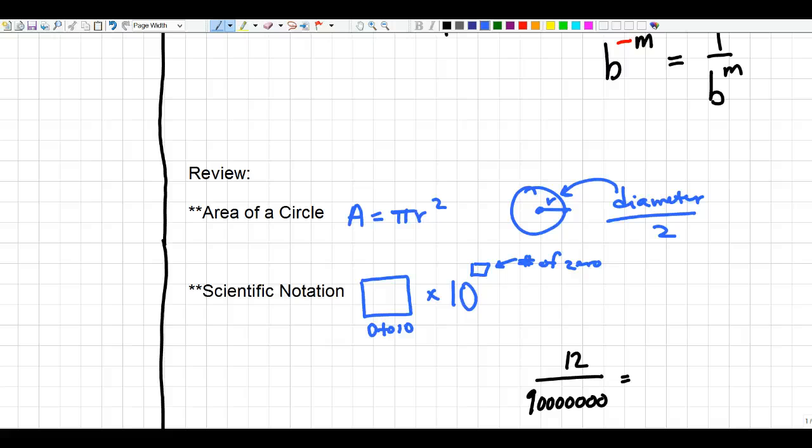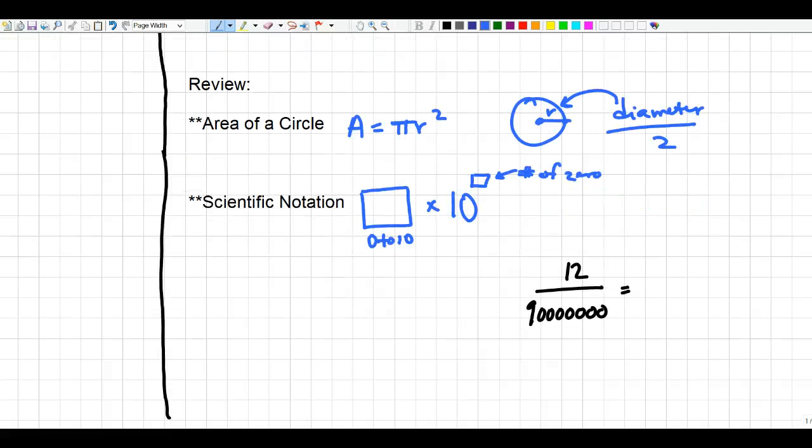So here's an example. If you take 12 and divide it by a 9 with 7 zeros after it, you're going to get on your calculator most likely this type of answer: 1.333 with a bunch of 3's after it, and then an E, and then a -7. That is your calculator's version of scientific notation.